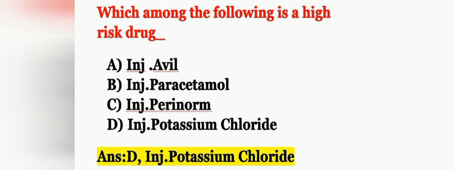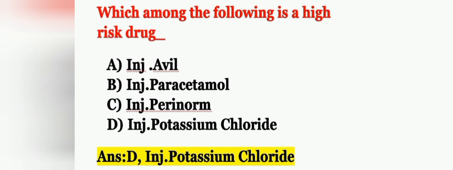We should give it slowly. Injection potassium should not be given by intravenous push or by intramuscular or by subcutaneous route. It should be given in a diluted form. Before administering potassium chloride to the patient, nurses should check the renal function test and also monitor the intake and output.